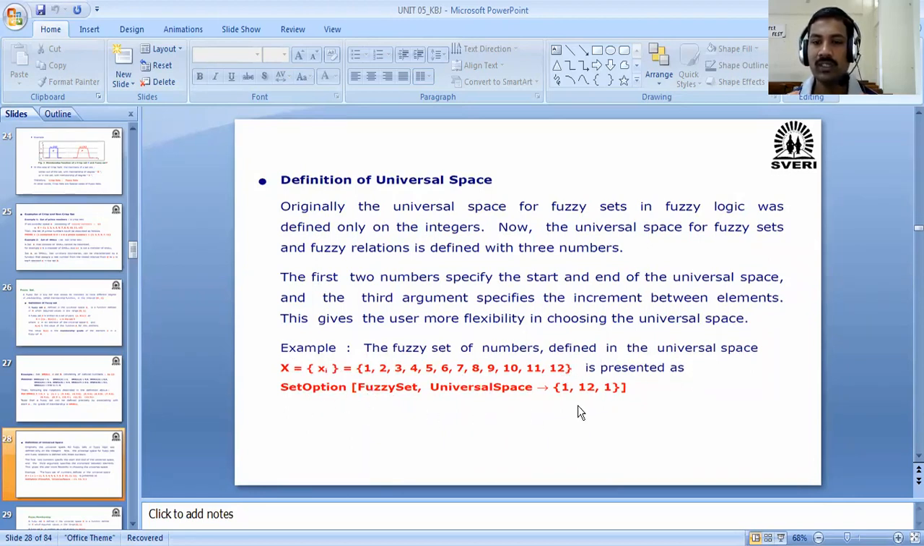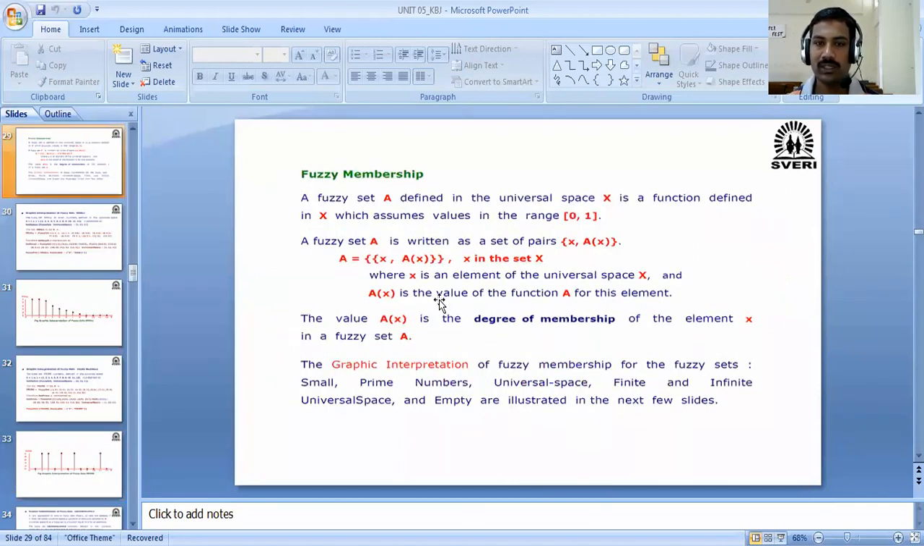How will we represent it? Starting, it is 1. The end is 12. So how big is the set? 1 to 12. We can write start is 1, end is 12, and it is incremented by 1. By how much does each value increase? By 1. Means we can represent in curly brackets 1, 12: start point, end point, and the increment value. This is defined in the universal space.